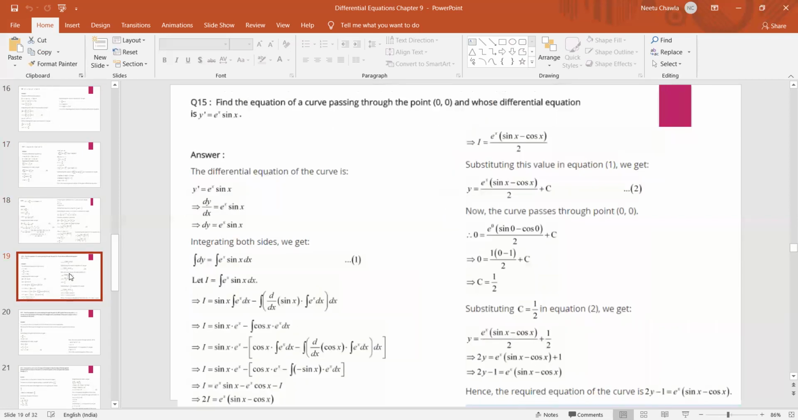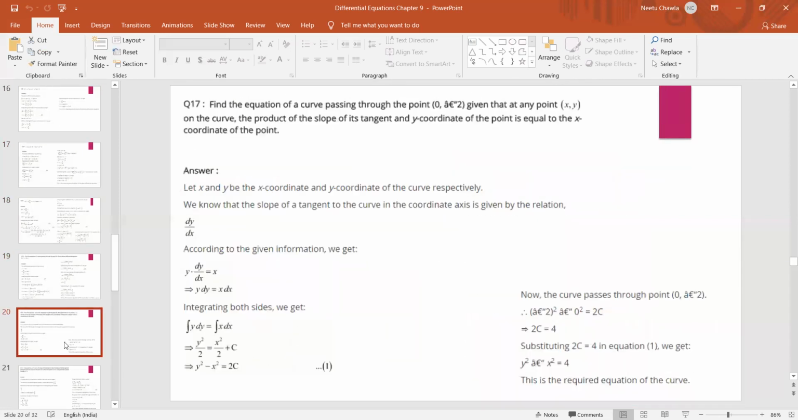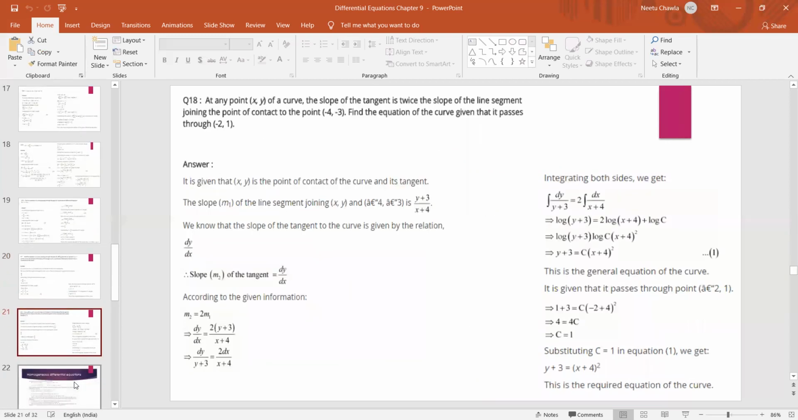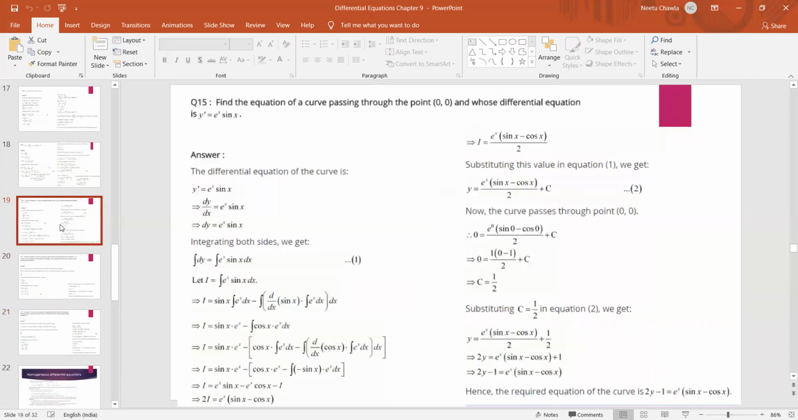And your next question, 15. Then this is your question: find the equation of a curve. This is your 15th question. Passing through the point 0, 0 and whose differential equation is y dash, means dy by dx is equal to e to the power x sin x.